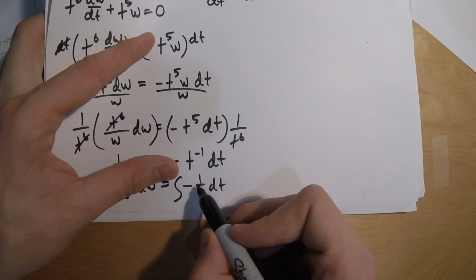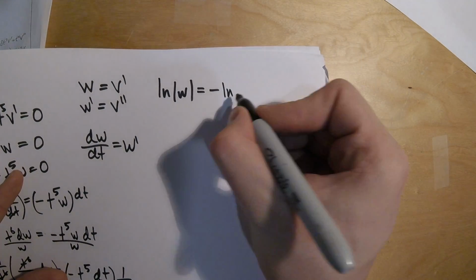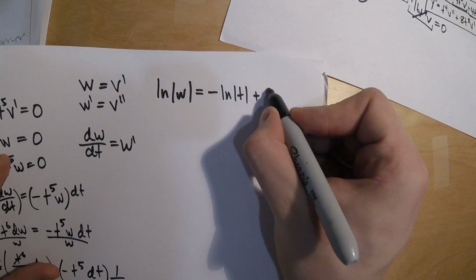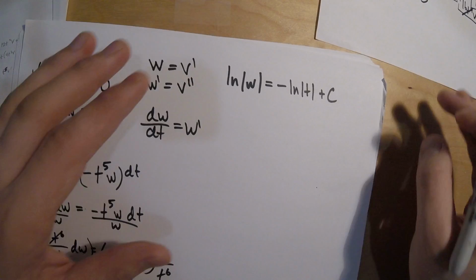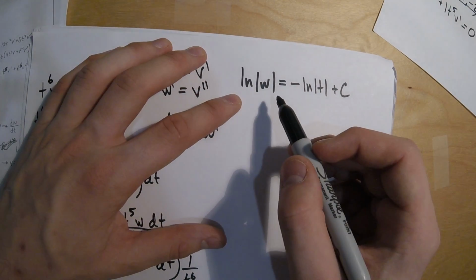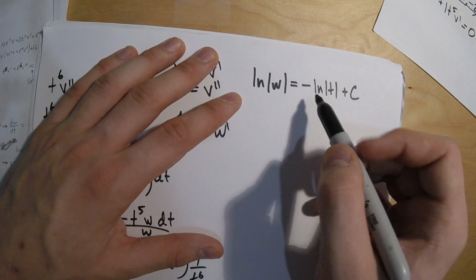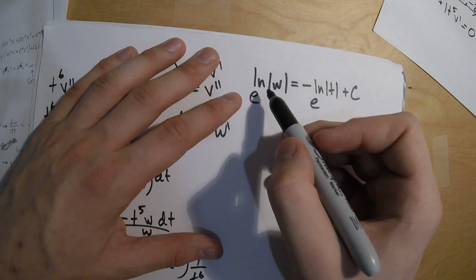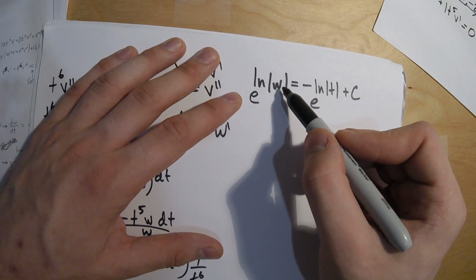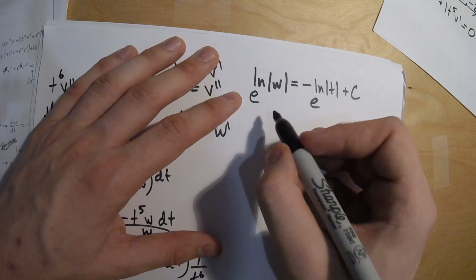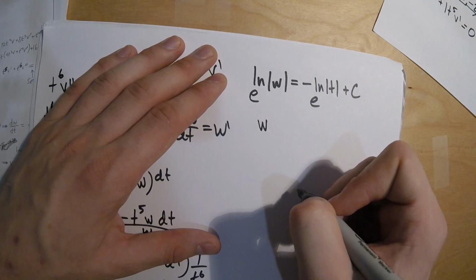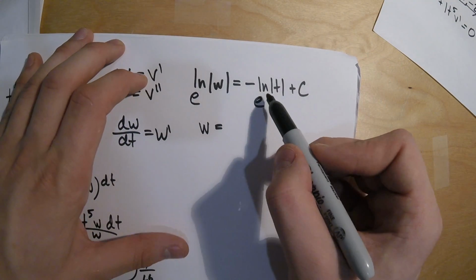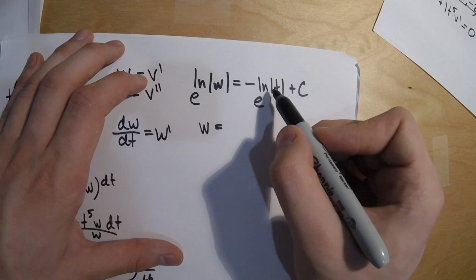Okay, so if you take the integration of 1 over t, you're going to get ln of t, plus c. Now if you raise both sides to the power of e, what's going to happen? You're going to get e raised to the ln of t. The e and the ln cancel, so you're just going to get w equals e raised to the ln t.